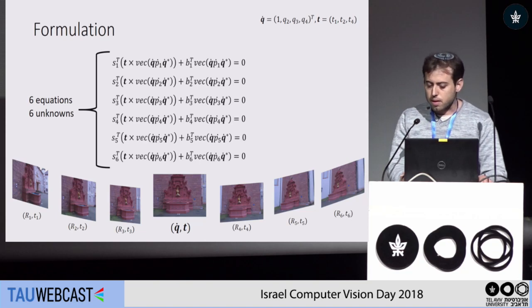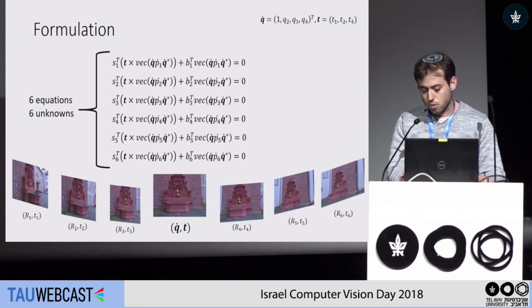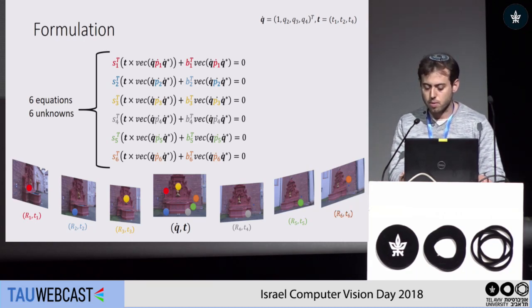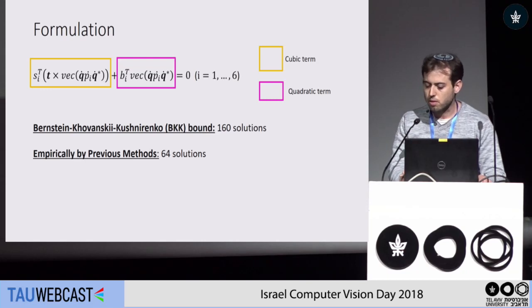Now, by using 6 correspondences of our formulation, we get 6 equations in the 6 unknowns, where the unknowns here are Q and T, the rotation and translation of the camera of the central image. So we will see later how we solve these equations, but first let's look a little bit more at our formulation.